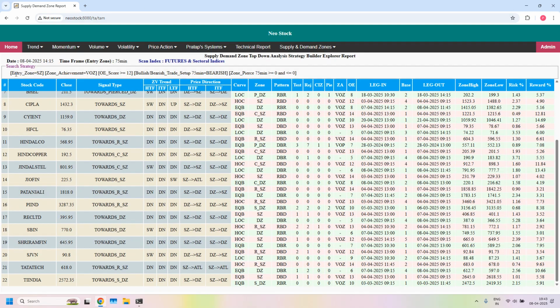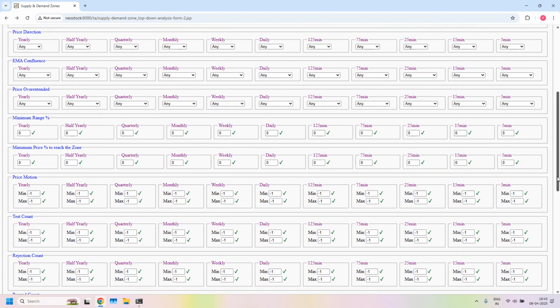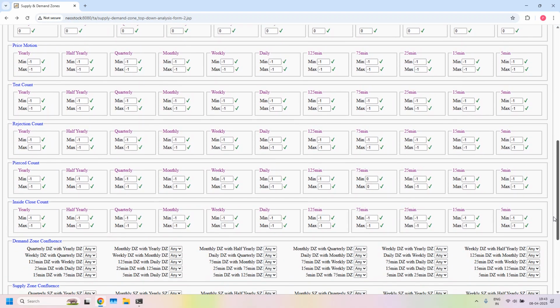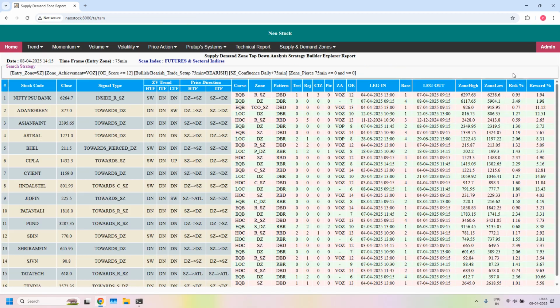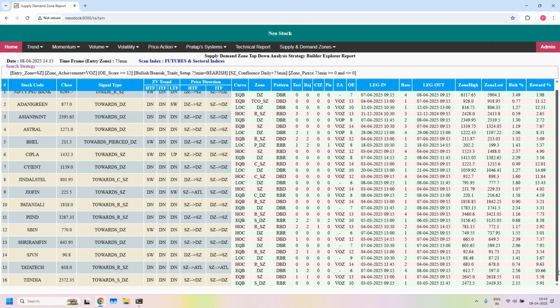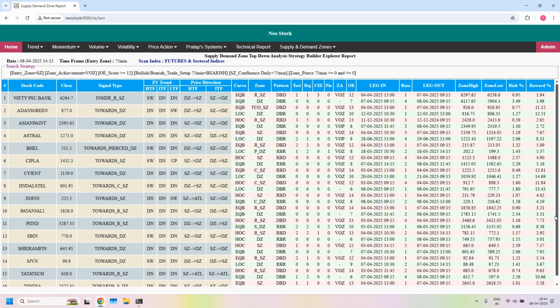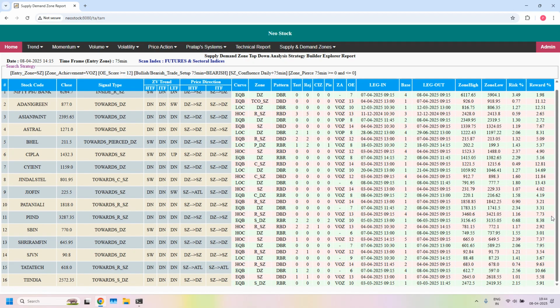So first filter LTF, ITF, supply zone confluence. That is 75-minute supply zone with daily supply zone confluence. With this filter, now the list has come down to 16 stocks. First 15 stocks in the list. Scrolling the list down. So total 16 stocks are filtered.